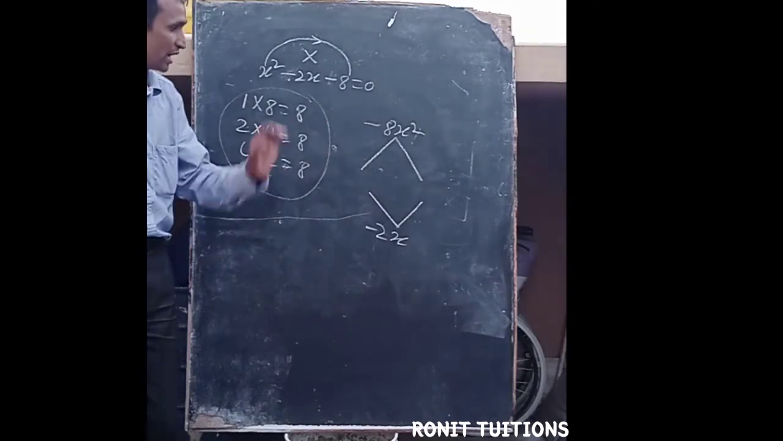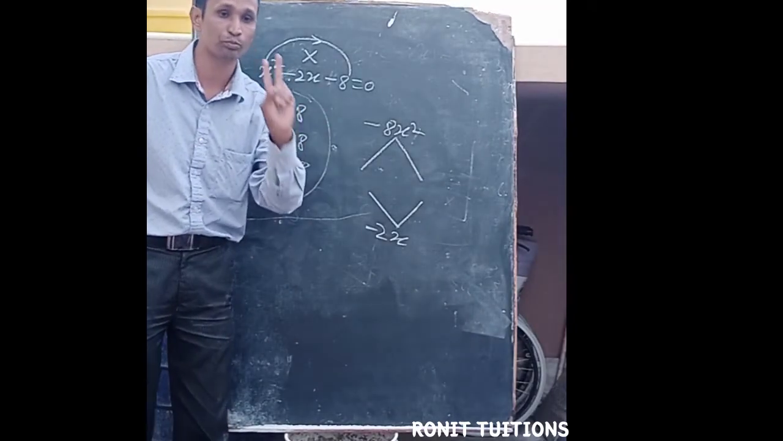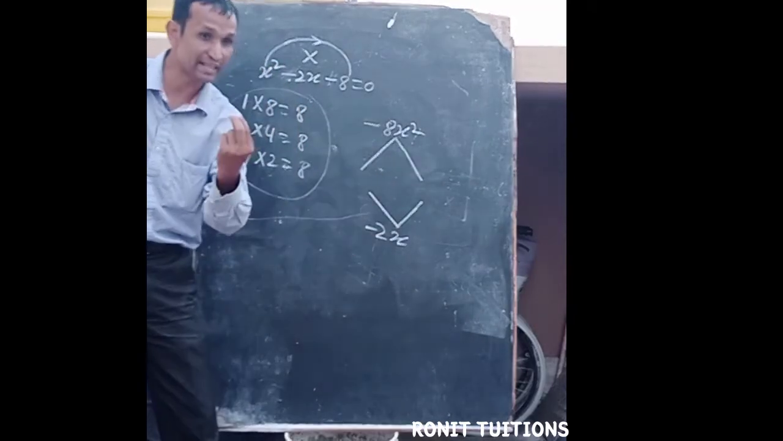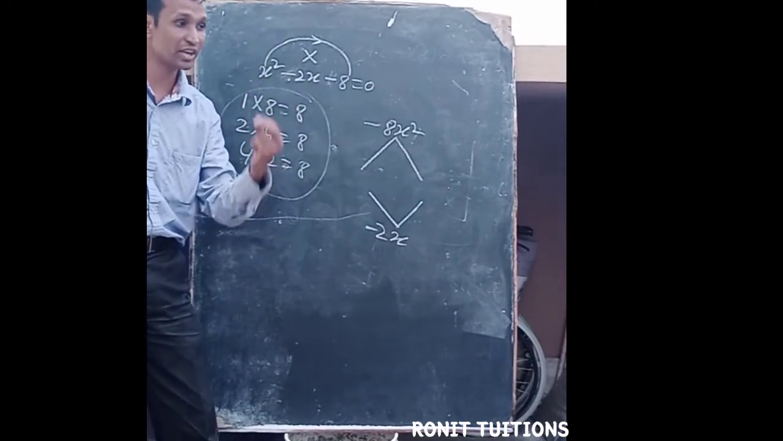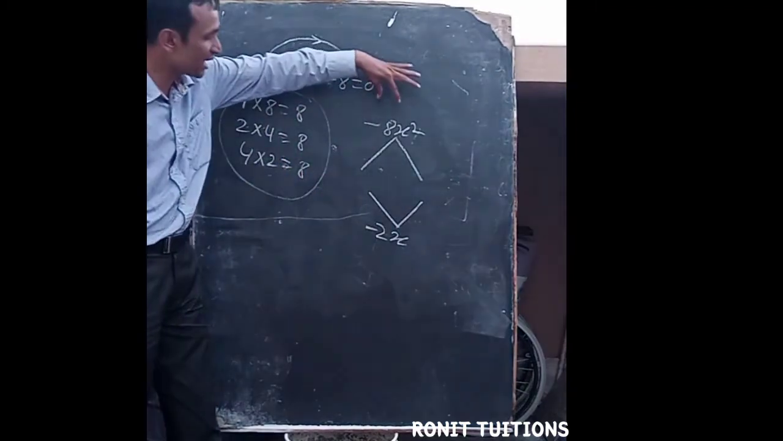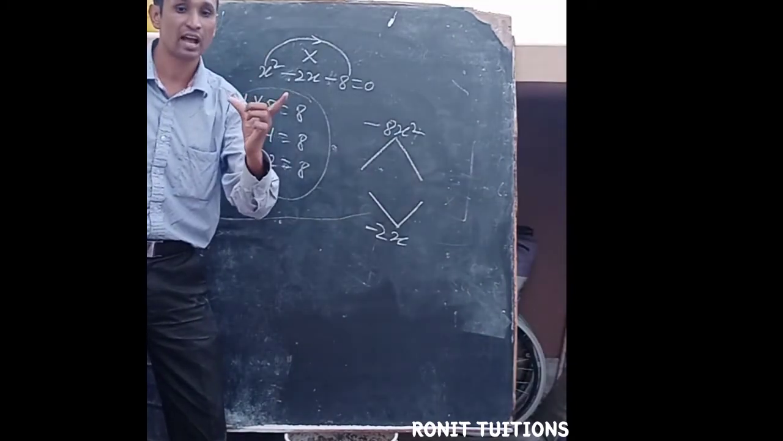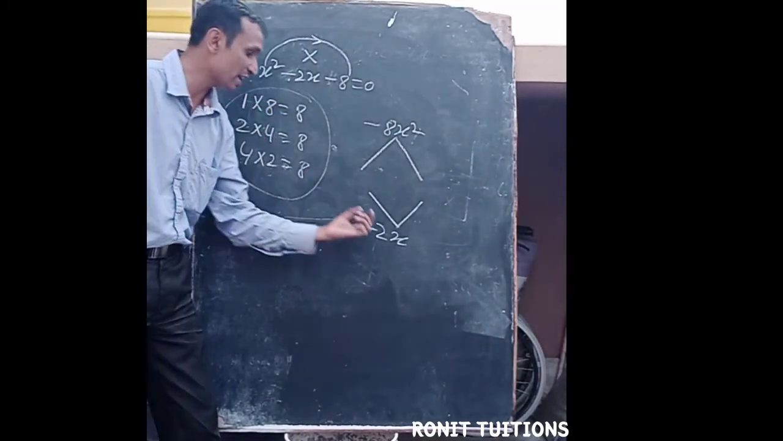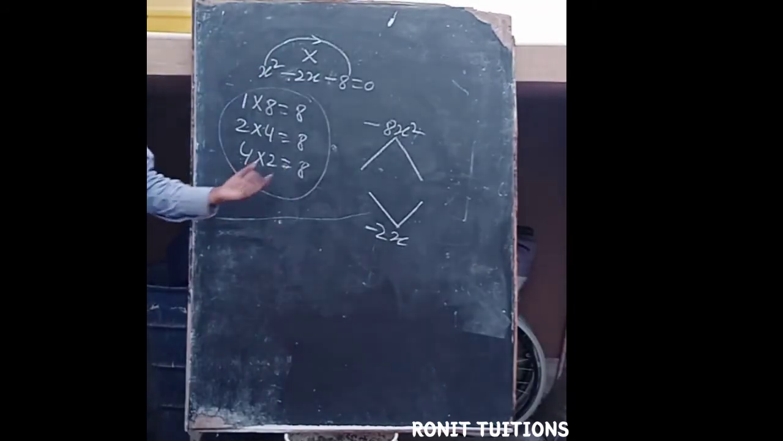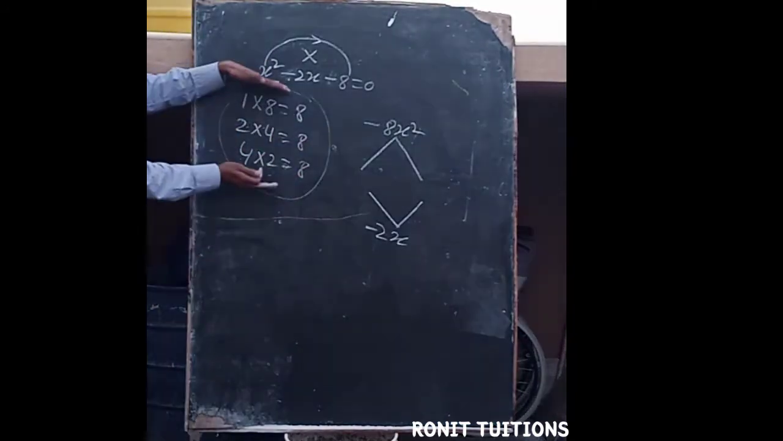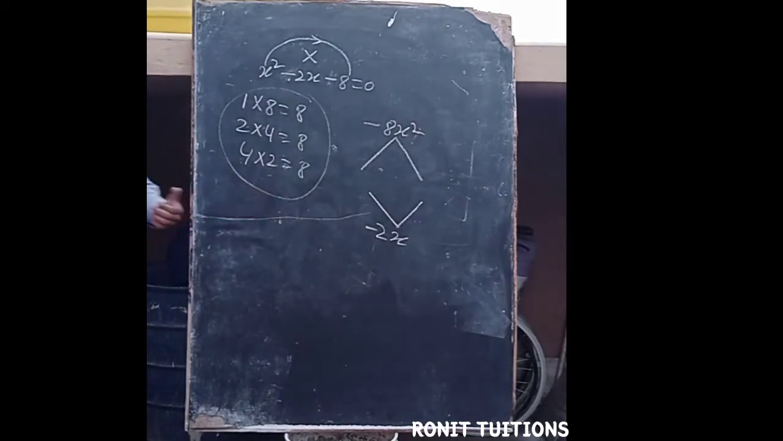What I told: we have to find the two terms such that if we multiply them we get minus 8x square, and if we add or subtract we get minus 2. Now we are finding which two. We got it in those answers only, but which is correct? That we are going to find.